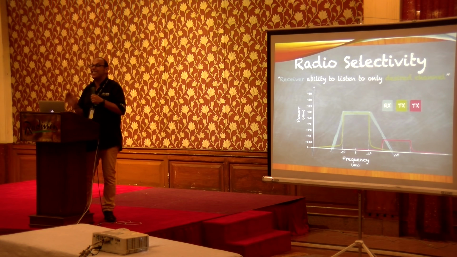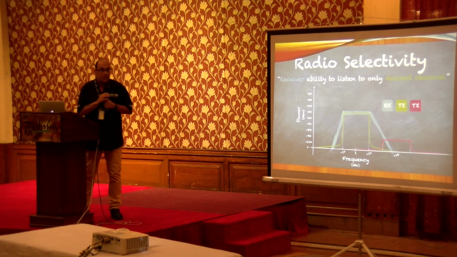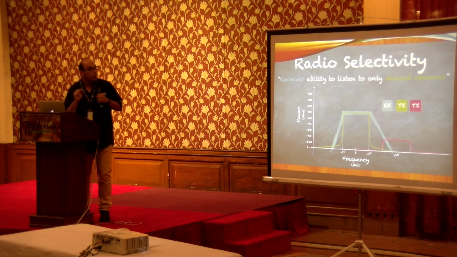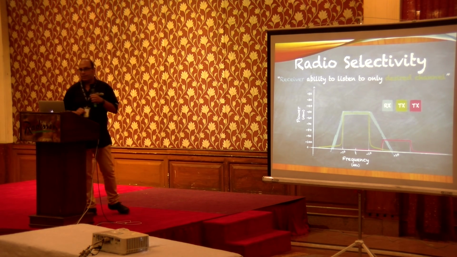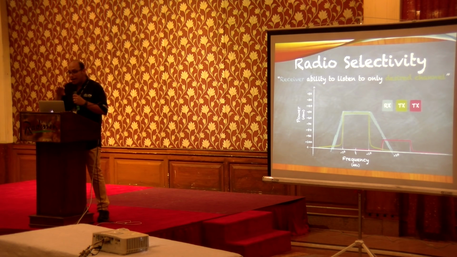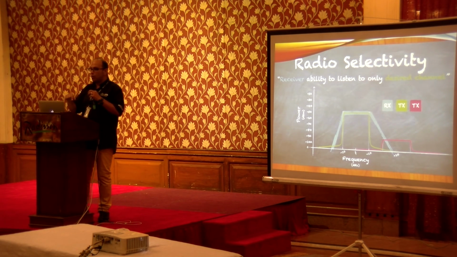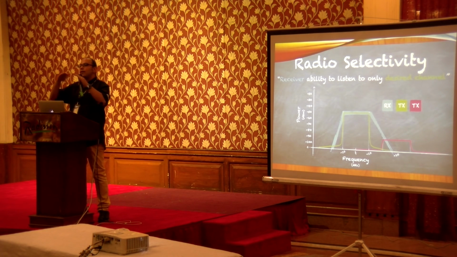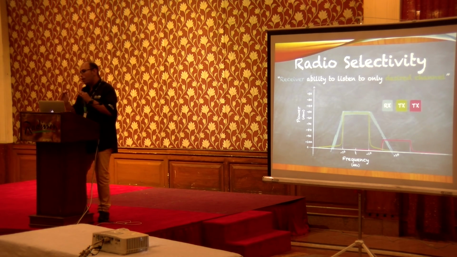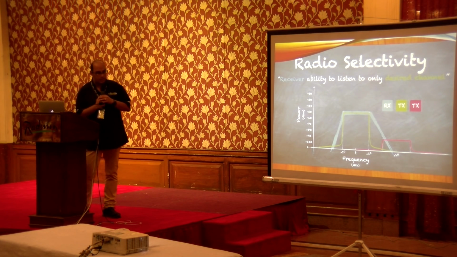The other concept is selectivity. Selectivity means the ability to listen only to the desired signal. This is the way you can avoid the noise effect. Your router, your wireless device should be able to select the desired signal. But because of noise or interference, your selectivity comes down. For example, you're overlapping with another network, so you don't only listen to your own signal, you also receive the neighbor's signal as well.